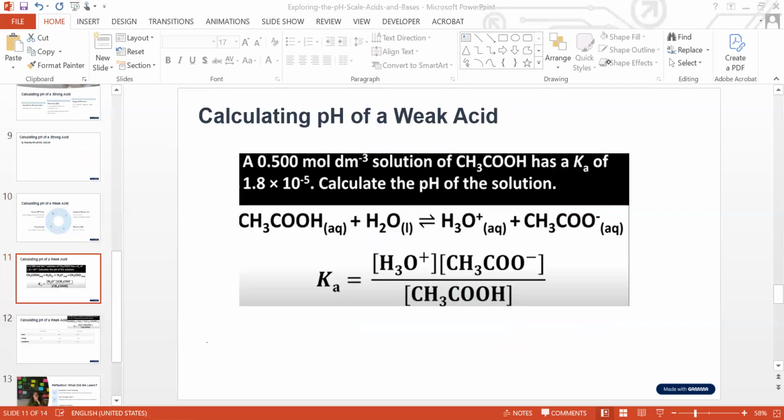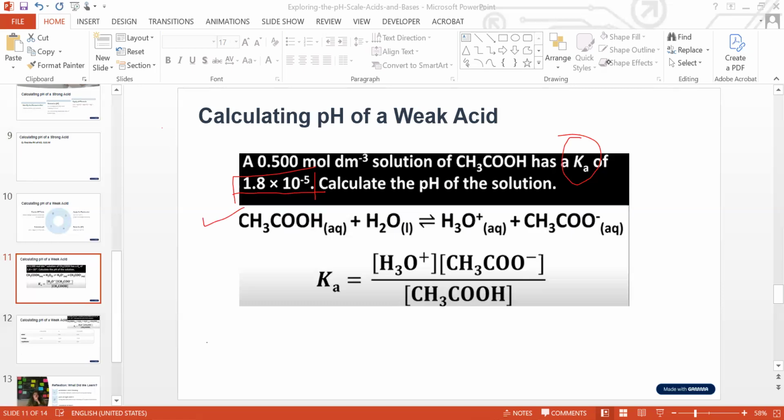Calculate the pH of a weak acid. It is about the ethanoic acid, acetic acid. You can see that it is a 0.5 molar per decimeter cube solution of acetic acid, which has a dissociation constant of 1.8 times 10 raised to power minus 5, and we have to calculate the pH of this solution.